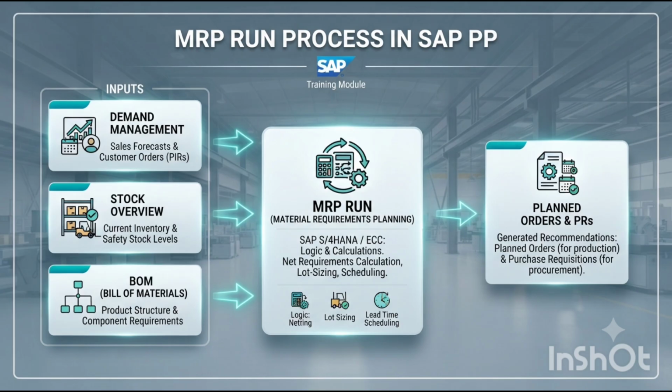MRP or material requirements planning is truly the heart of SAP PP module. It is a sophisticated calculation engine that automatically determines what materials and in what quantities are needed to fulfill the production plan. MRP takes into account current stock levels, open purchase orders, sales demand, forecasts, and bill of materials. Based on this, it generates planned orders for in-house productions and purchase requisitions for externally procured items.